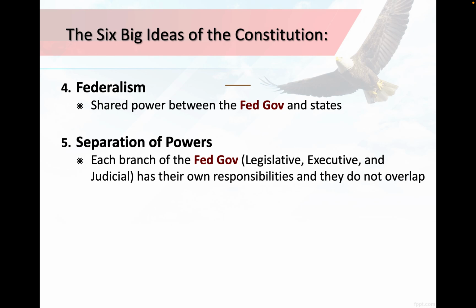But also, our powers need to be separate. Separation of powers is equally important. Separation of powers has to do with each branch of the federal government, legislative, executive, and judicial, and each has their own responsibilities. They do not overlap. Kids tend to get these two confused. Federalism is sharing between the federal government and states, specifically shared with states. Whereas separation of powers is not separating the federal government and the states. It's separating the branches of the federal government from each other.